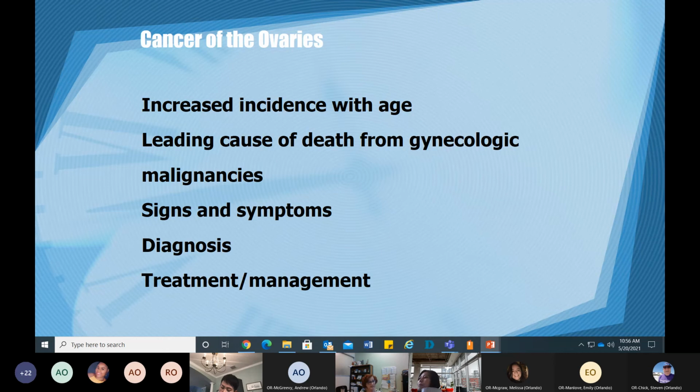And cancer of the ovaries is the leading cause of death from gynecological malignancies. And really the only way to treat that is surgery and radiation.